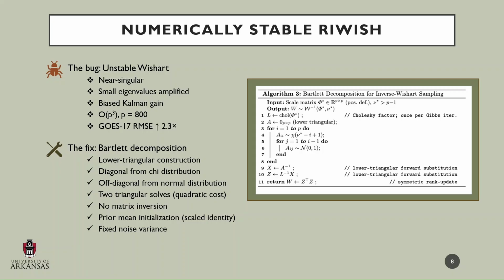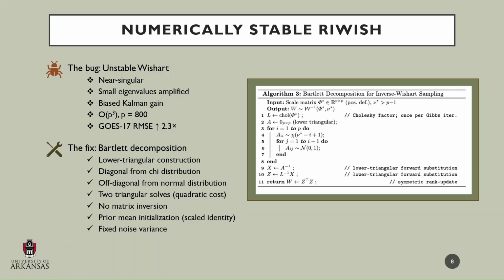The practical consequences were severe. GOES-17 RMSE increased by 2.3 times compared to the R baseline. Our fix was to replace the direct inversion with a Bartlett decomposition. Instead of inverting the scale matrix, we first compute the Cholesky factor once per Gibbs iteration. We then construct a lower triangular matrix where diagonal entries are drawn from a chi distribution and off-diagonal entries from standard normals.